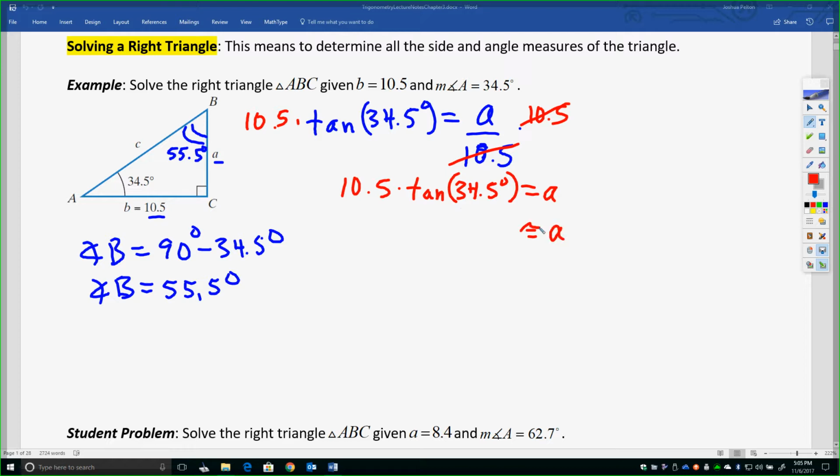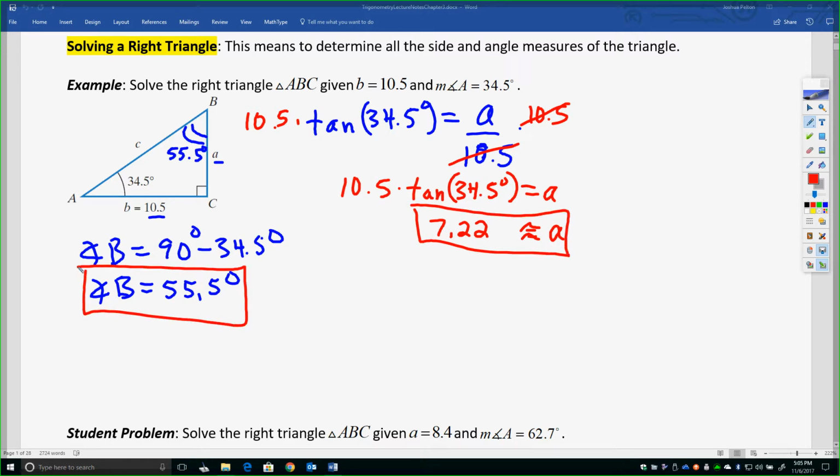Make sure when you put it in the calculator you have it in degree mode since you're plugging in degrees, and you will get 7.22 approximately. Okay, so we'll box our answer there. So this gives us about 7.22.